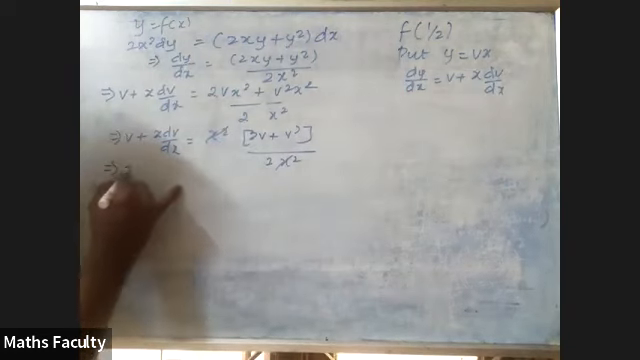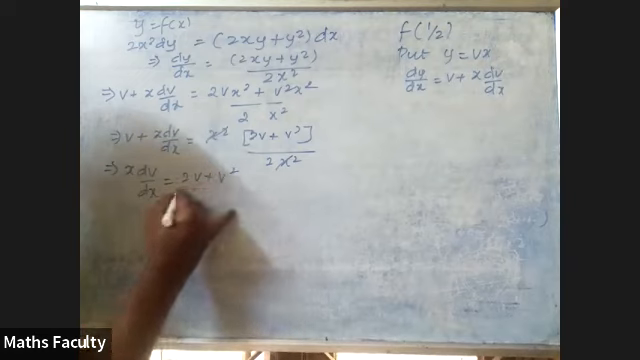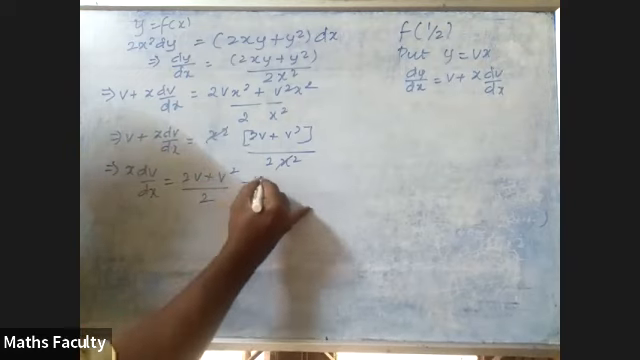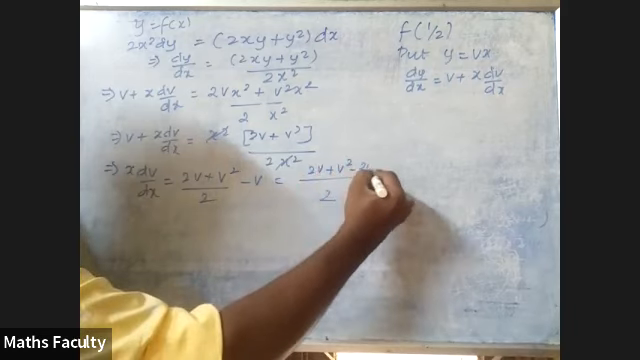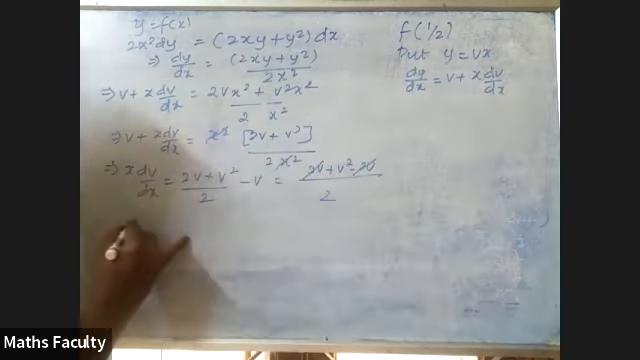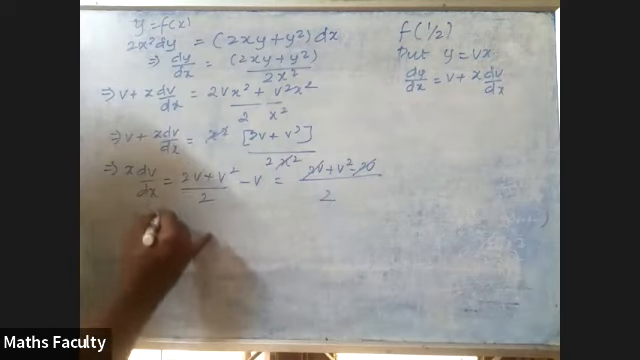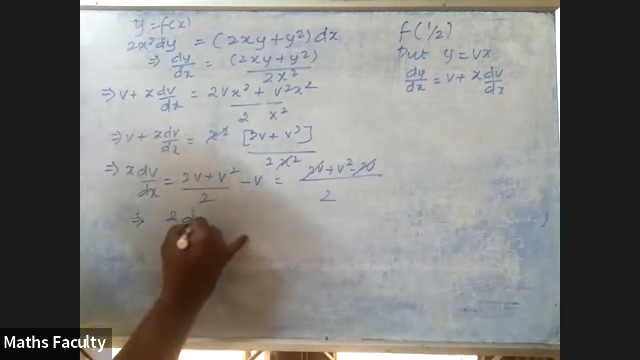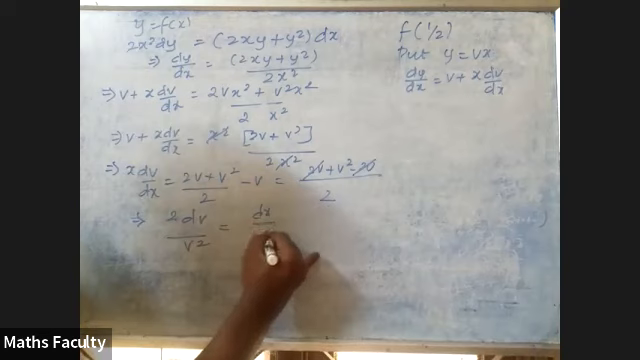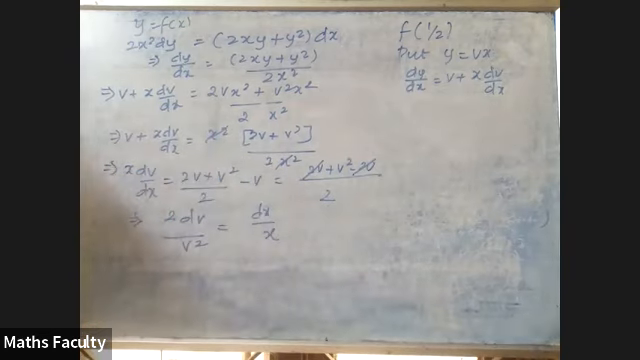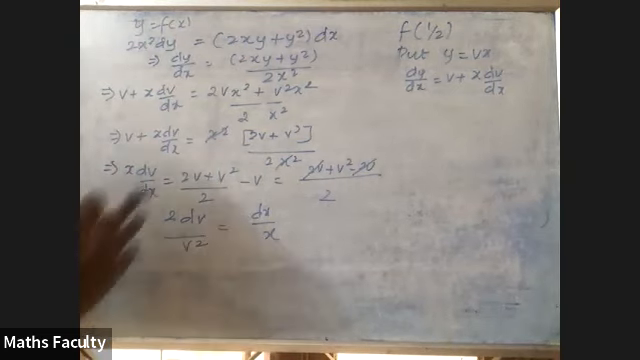So x dv by dx is equals to 2v plus v square divided by 2, minus v. Take LCM, 2 is the LCM. 2v plus v square minus 2v, 2v cancel. Now separate the variables, which is equals to x dv by dx. 2 dv divided by v square equals to dx divided by x. அப்போ நம்ம என்ன பண்ணோம்னா இந்த v square இருக்கு இல்லையா, அது மேல கொண்டு போயிடணும்.